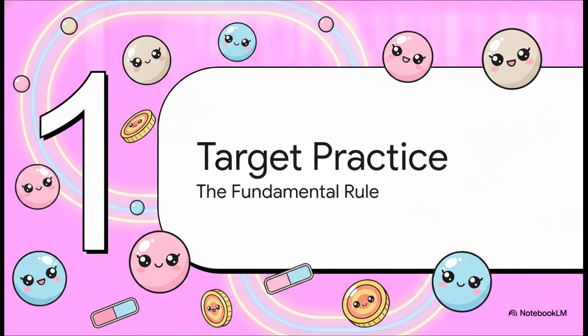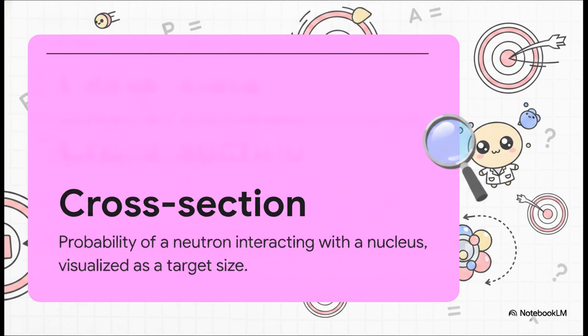To get started, we really need to understand the absolute central concept of this whole subatomic arcade. Everything we're talking about today revolves around one fundamental rule. And that concept is the microscopic cross-section. Now, when you hear the word cross-section, you probably picture cutting an apple in half and looking at the physical slice. But in nuclear physics, that's a trap. The crucial point here is that a cross-section isn't a physical slice of an atom at all, it's really just the mathematical probability of a hit.